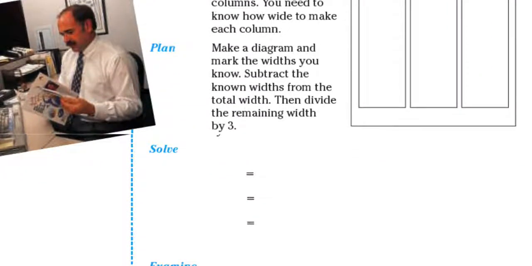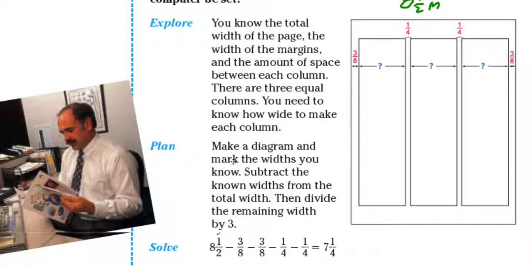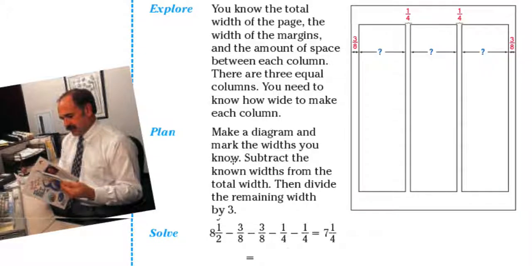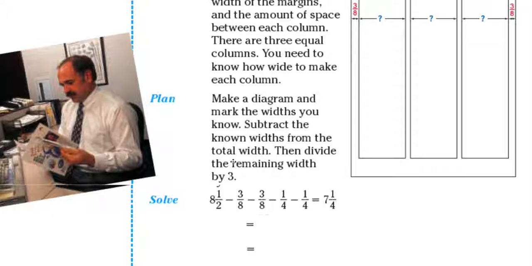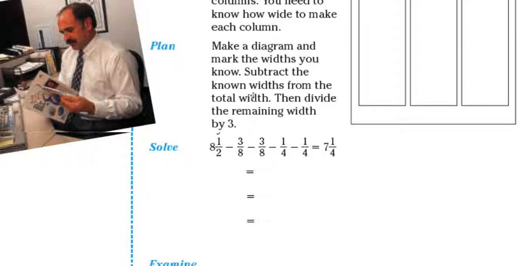Knowing what needs to be done, this is what we need to do. We get 8 1/2, then we subtract the 2 margins, 3/8 and 3/8, and then we subtract again the 2 1/4 margins in between those columns. We end up with 7 1/4. Obviously, that comes from finding the LCDs of all those numbers, from the previous lessons. So we get our 7 1/4 and we divide it by 3.